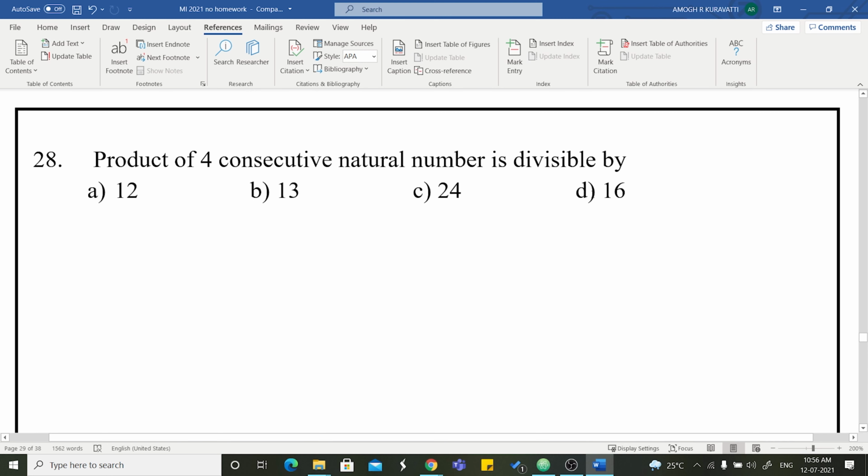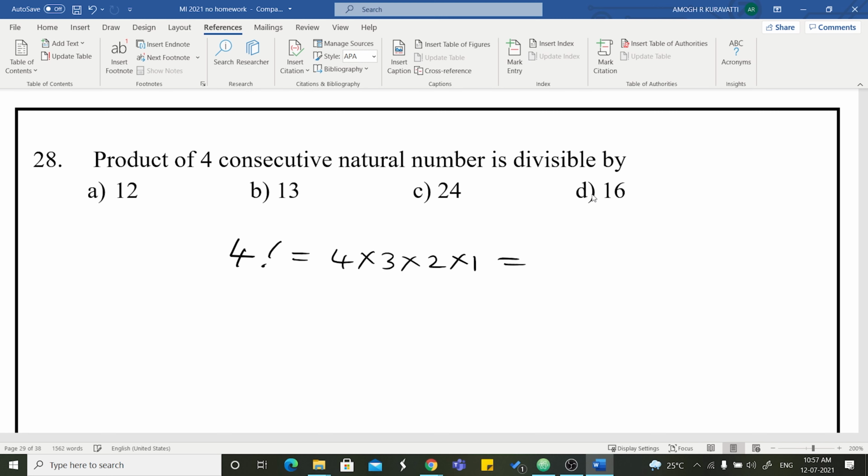The product of four consecutive natural numbers is divisible by, yes, you know the formula. The product of r consecutive integers is divisible by r factorial. What is the value of r here? 4. So the product of 4 consecutive numbers is divisible by 4 factorial. Correct? 4 factorial is nothing but 4 into 3 into 2 into 1. 4 3s are 12, 12 2s are 24. So option C is the right option. I hope it is clear.